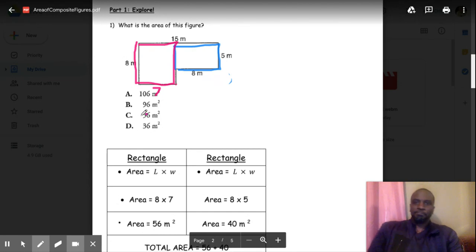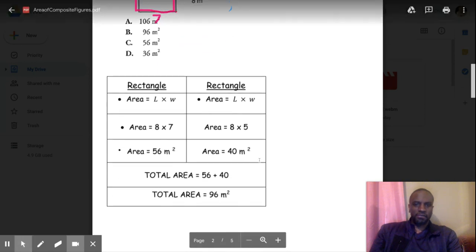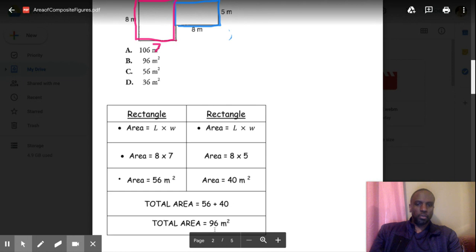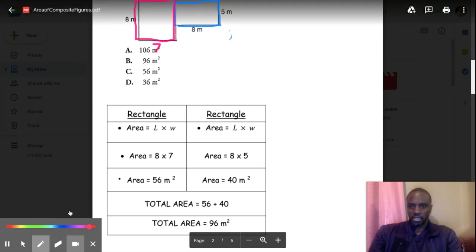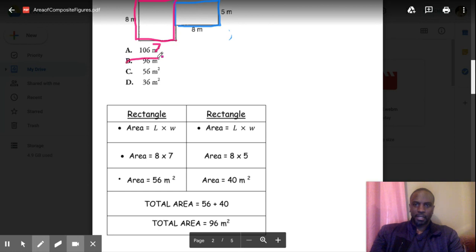So here we go. This rectangle right here is 8 times 5. I got that right there. 8 times 5 is 40. This rectangle right here has a length of 8, but has a width of 7, okay? 8 times 7 is 56. That's right here. So 8 times 7 plus 8 times 5, you get 56 plus 40. You wind up with 96 meters squared. That means that the answer should be B. Answer is B, 96 meters squared, okay?